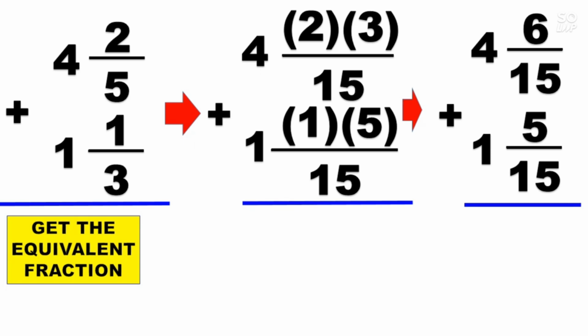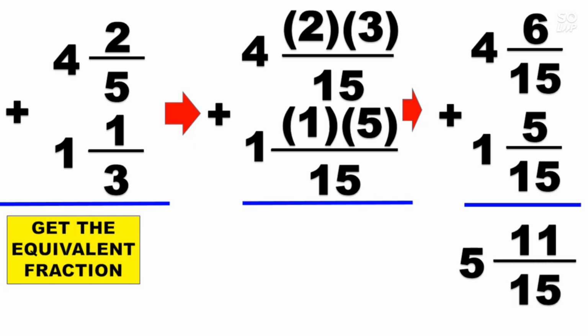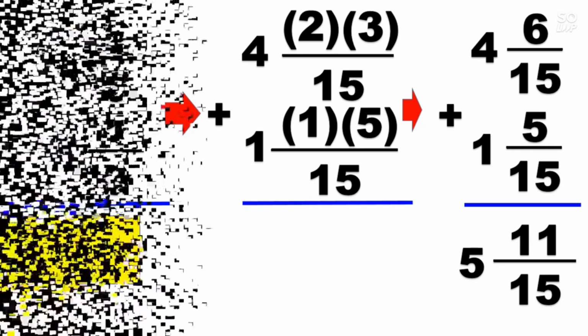Okay, so pareho na sila ng denominator. And then, the next one, i-add natin ang whole number. 4 plus 1 is 5. And then, add the numerator. 6 plus 5 equals 11. And then, copy the common denominator, 15. So, our final answer is 5 and 11 over 15.